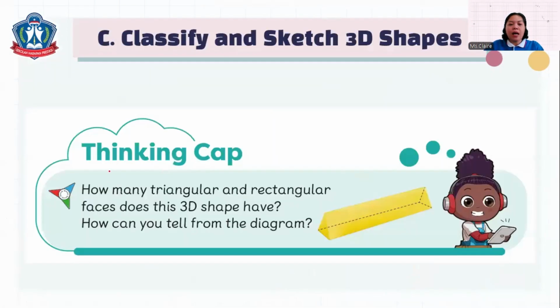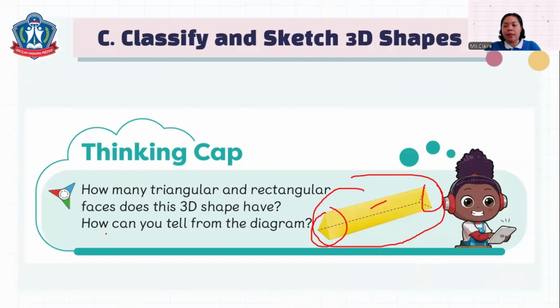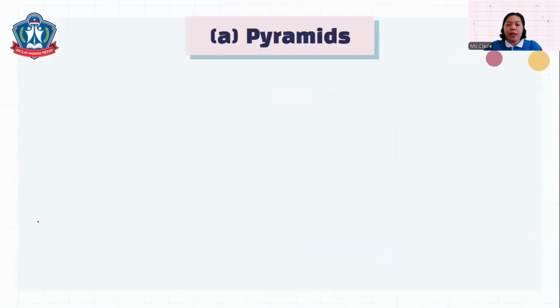Okay. How many triangular and rectangular faces does this 3D shape have? Are you familiar with this box? It has 2 triangular faces on both sides, and all the sides here are rectangles. Okay, can you name this one? If you know the name, you can share that during our class.